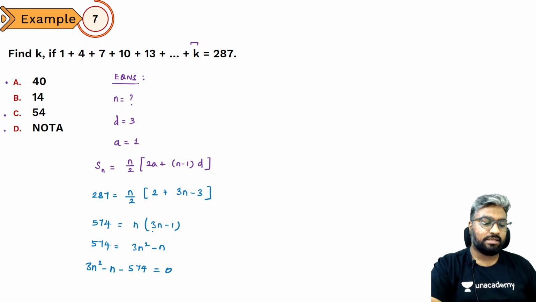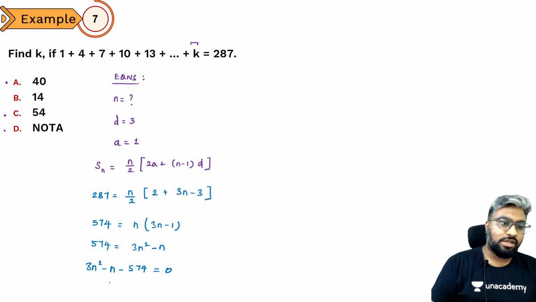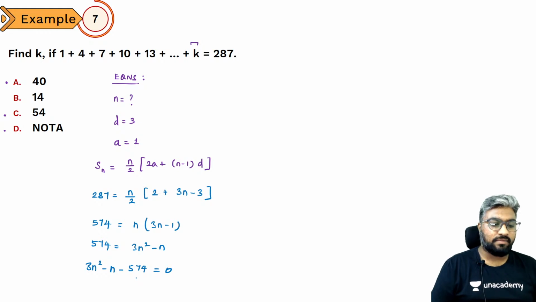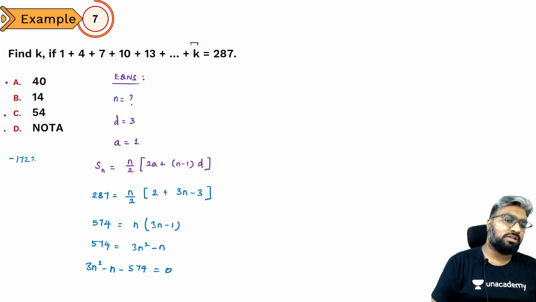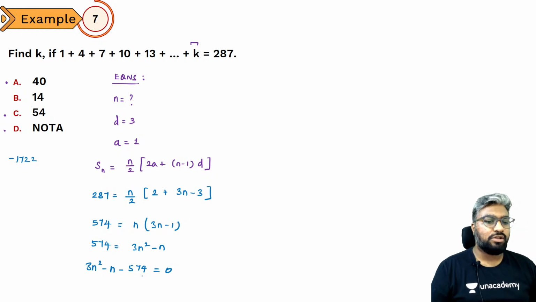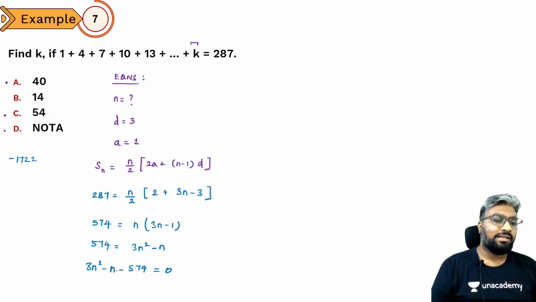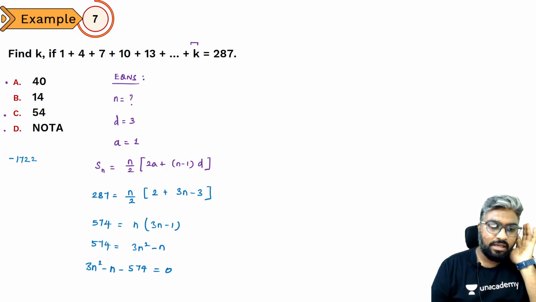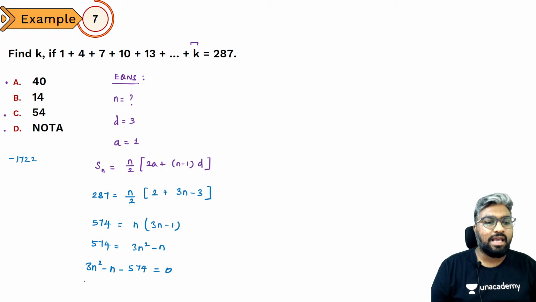Does this feel right? Now what do we have to do? We have to solve this, right? We're gonna have to solve this. So 3 into 574, 3 into minus 574 is how much? Minus 1722. Yes, 3 into 5 is 1500. 3 into 500 is 1500. 3 into 70 is 210, which is 1710 and 12.